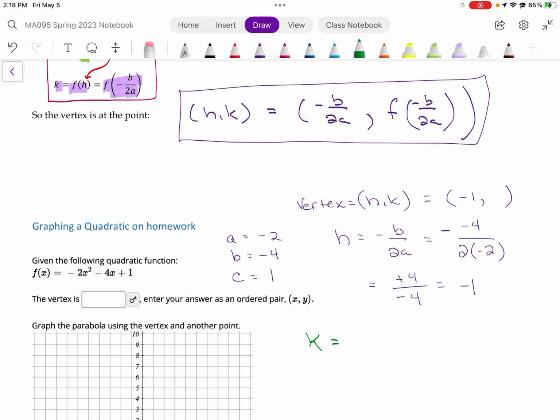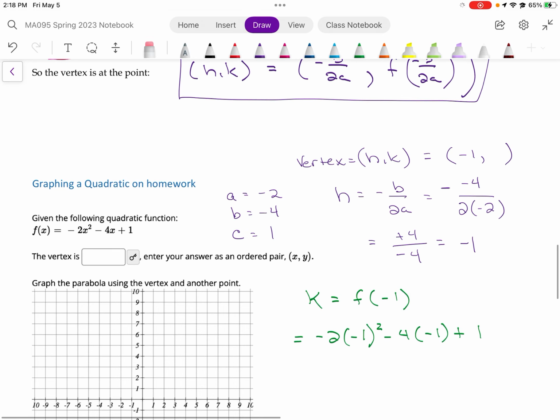We're going to say k is just f of -1. Well, here's our f right here. So we're going to write here: -2 times -1 squared minus 4 times -1 plus 1. Let me clean this up a little bit so you can see what I did. Make sure you understand that this -1 that I plugged in is this -1, h. I just plugged in h.